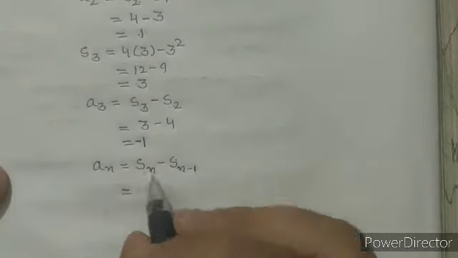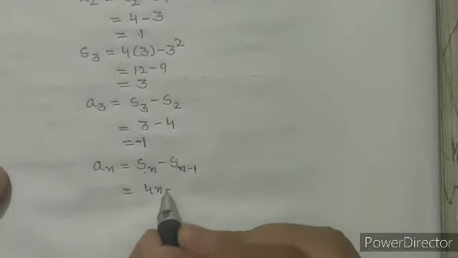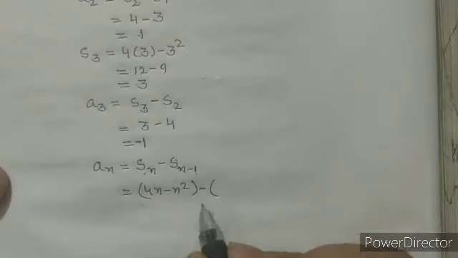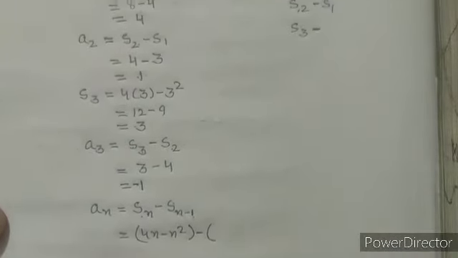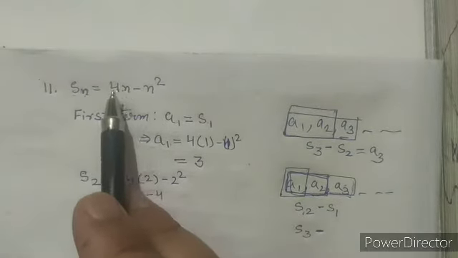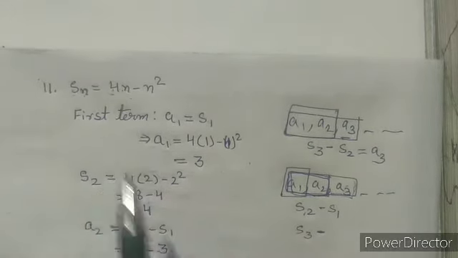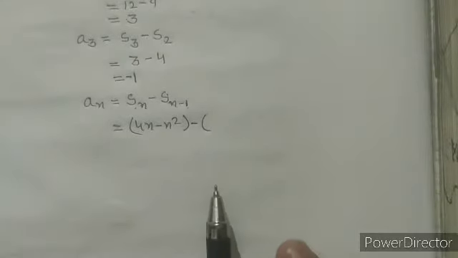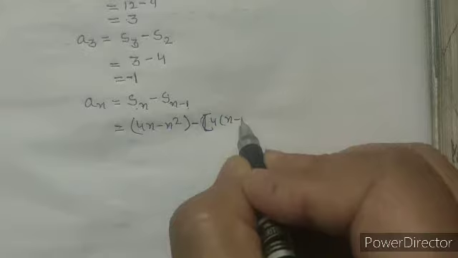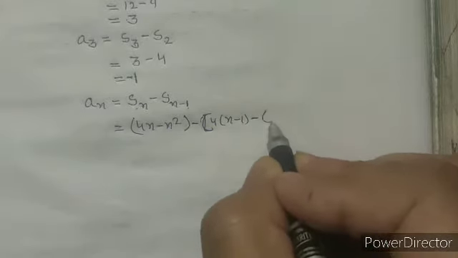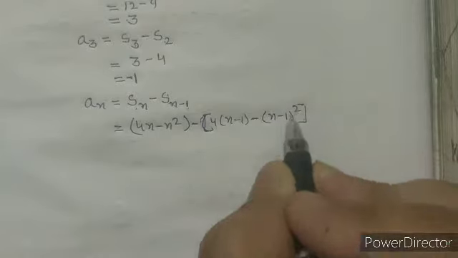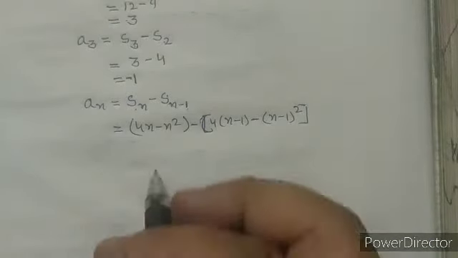Now Sn is given to us, that was 4n minus n square. Now minus Sn minus 1. Now in Sn minus 1 we have to put n minus 1 in place of n. So that will be 4 into n minus 1 minus n square. N square means in place of n we have to take n minus 1. So that will be n minus 1 square.